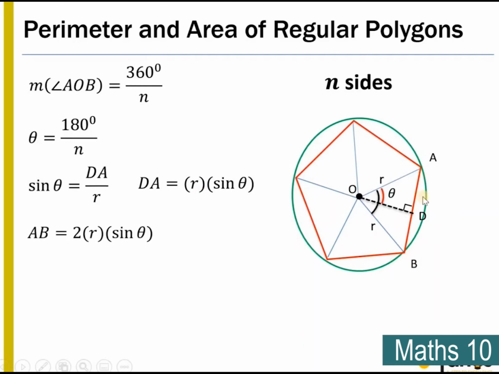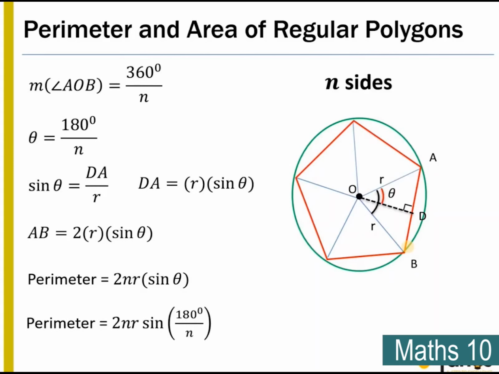Therefore, the side AB of the pentagon, or the regular polygon, is equal to 2 times r times sine theta. And this means that we can find the perimeter of the regular polygon, because the perimeter is n lots of this length here. So it's 2nr sine theta. In other words, the perimeter is 2nr sine 180 over n.